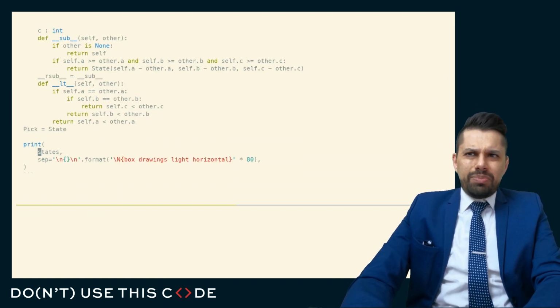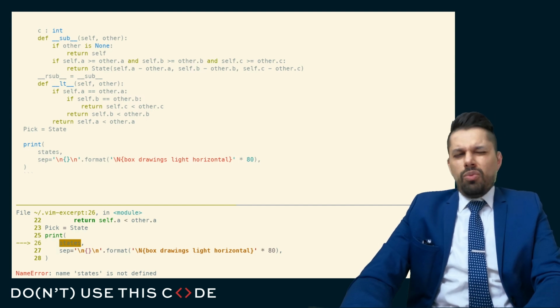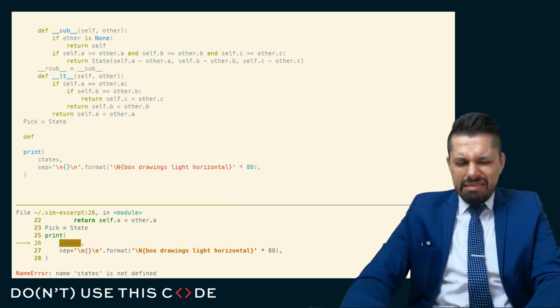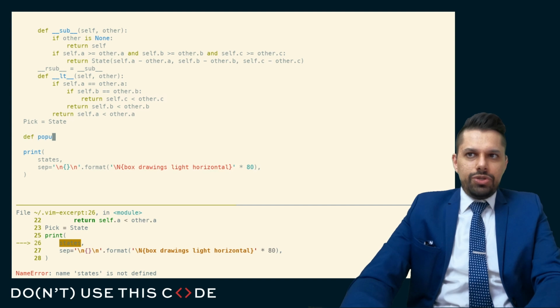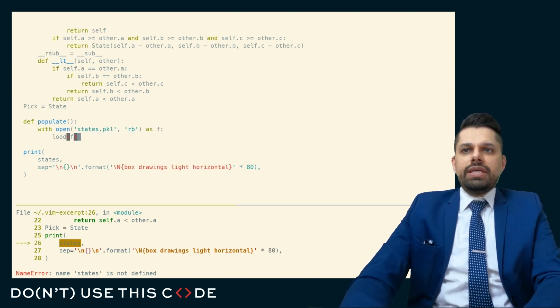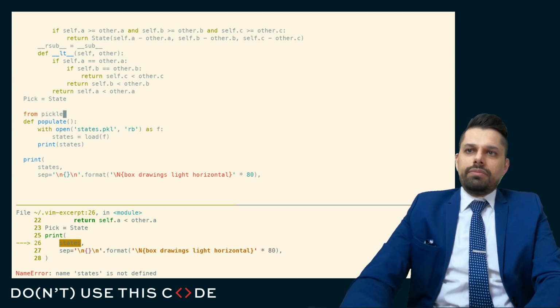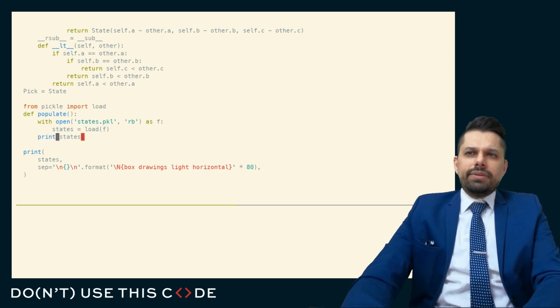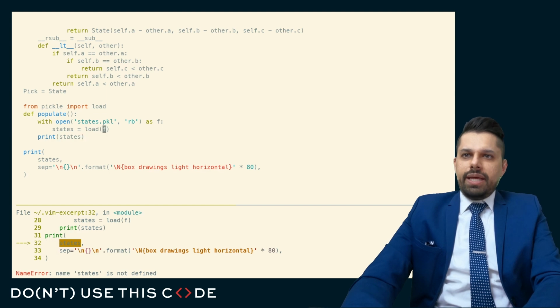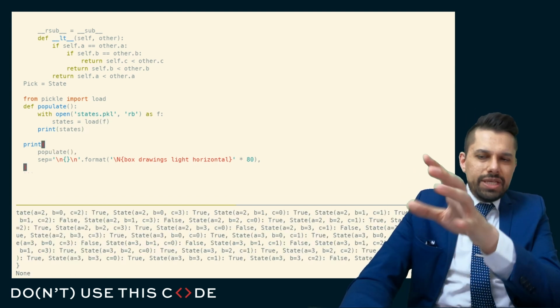Now, the tabularized approach for this is a little bit tricky, and it's not that simple to do. If we wanted to do the tabularized approach, we might start with some initial states. So we might have some initial states that look like this, and we might load these. Let's populate them, and you can see those are the initial states.